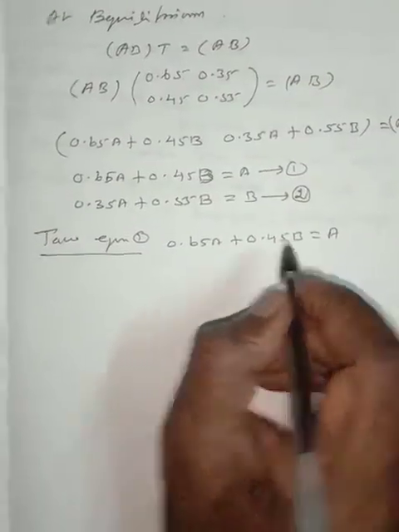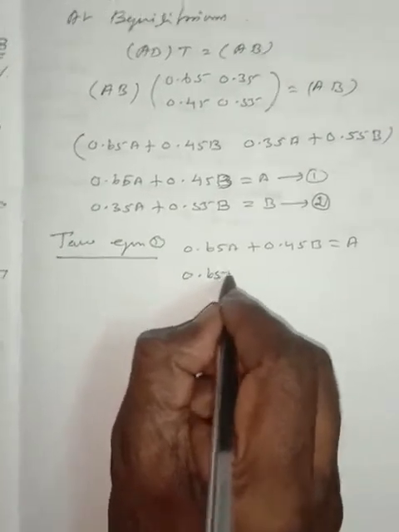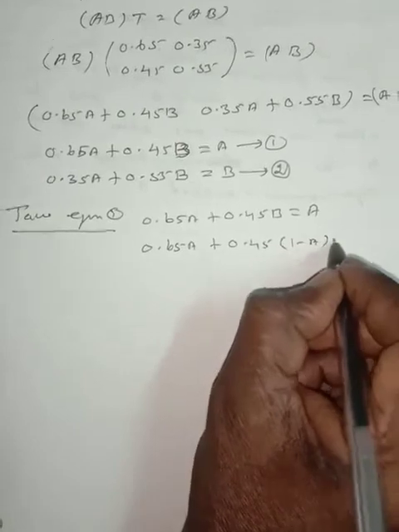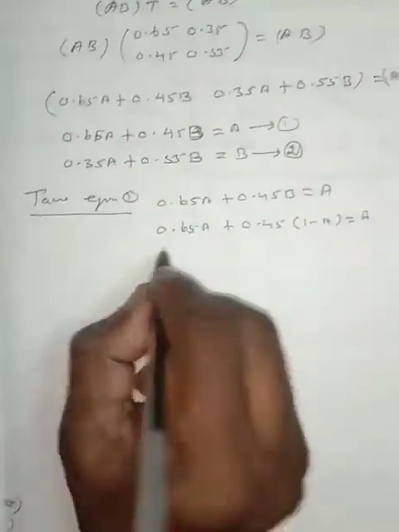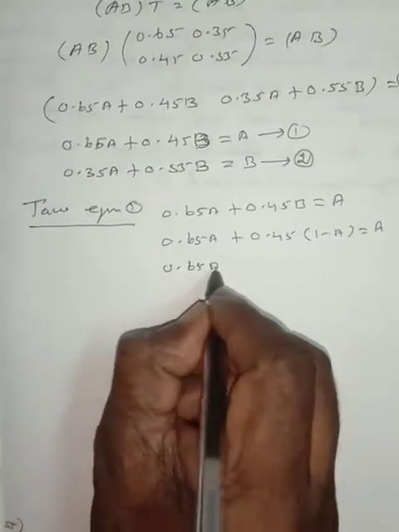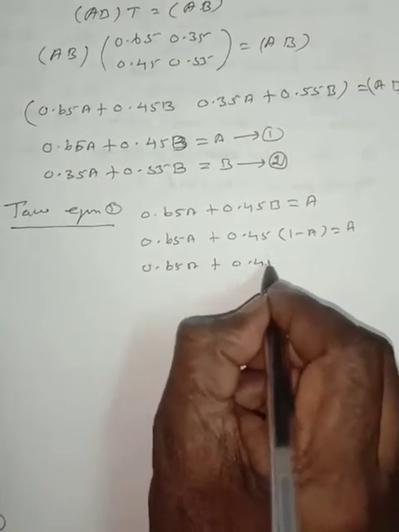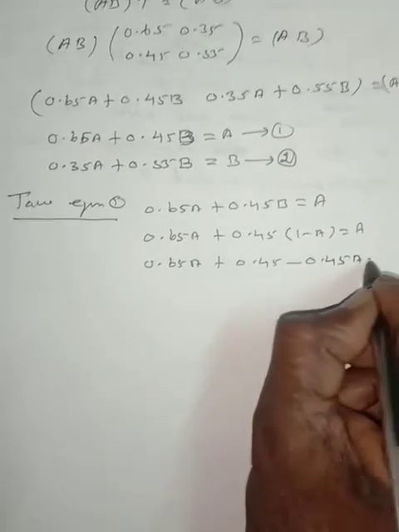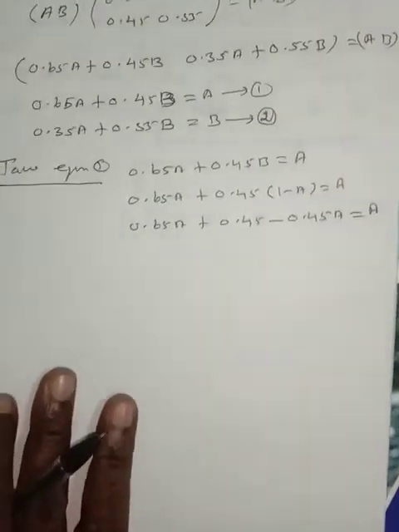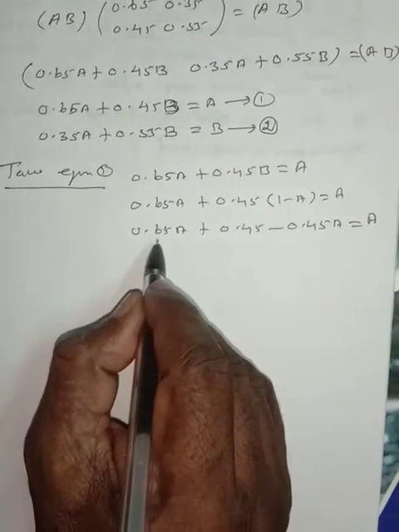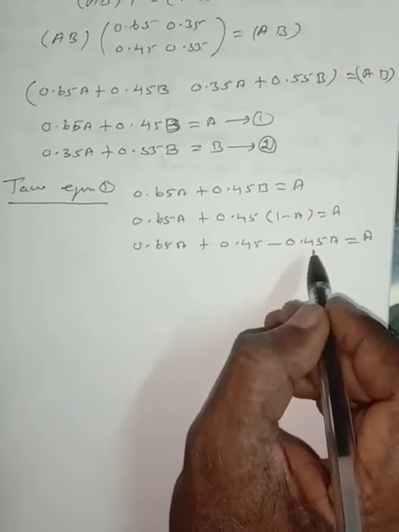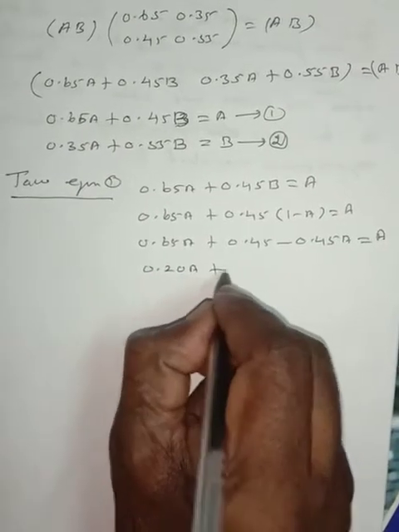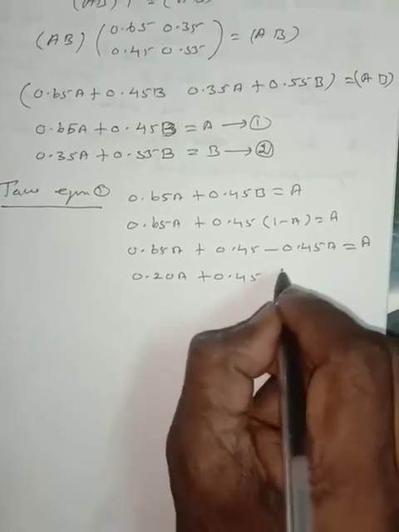But B is 1 minus A. So 0.65 A plus 0.45 into 1 minus A is equal to capital A. 0.65 A plus 0.45 minus 0.45 A is equal to capital A. Next, 0.65 minus 0.45, so 0.20 A plus 0.45 is equal to A.